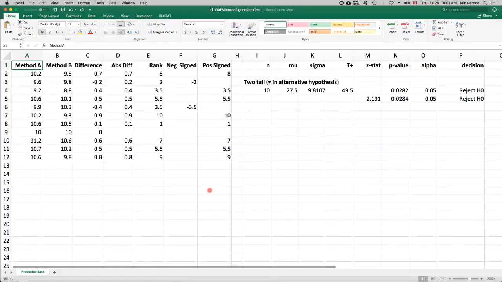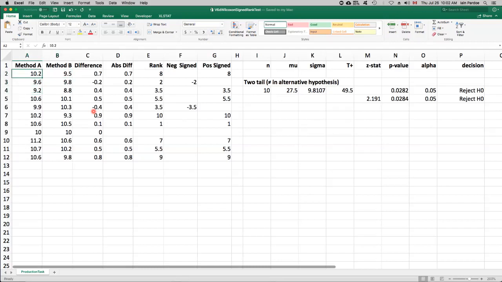In this video, I'll go through the Wilcoxon Signed Rank test, which is used when we have a matched sample experimental situation. An example of that would be if we're looking at production task completion times in minutes for two different methods, and we use one worker for both methods. For example, worker 1 completed the task using method A in 10.2 minutes and using method B in 9.5 minutes. Worker 2, method A in 9.6 minutes, method B in 9.8 minutes, and so on.